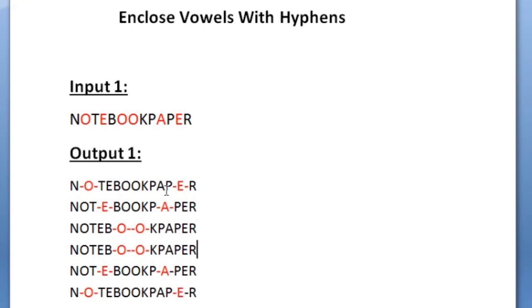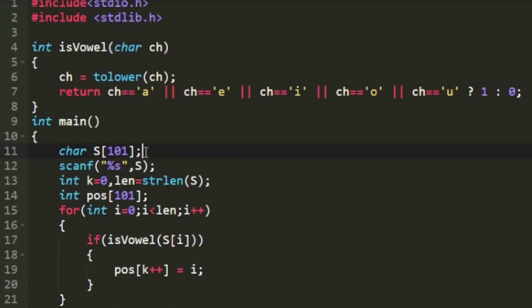Now let us see how to write a C program for this. So first I am creating a character array named S of size 101, and in the next line I am accepting the given input in string format and storing it into this character array S. And then I am creating two integer variables named k and len, and for k I am assigning the value 0, and for len I am storing the string length of S into this variable len.